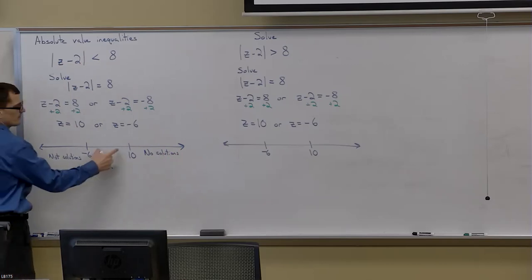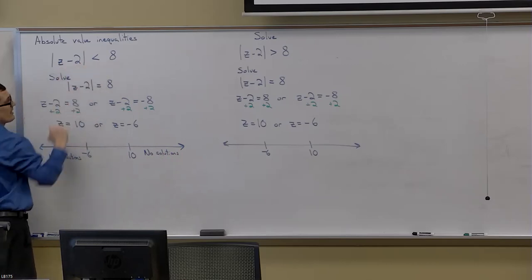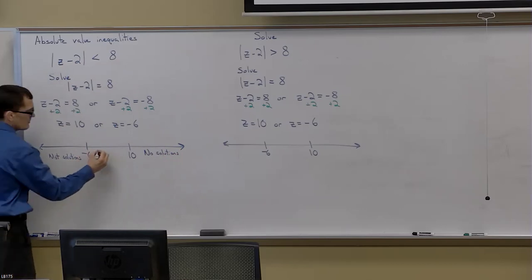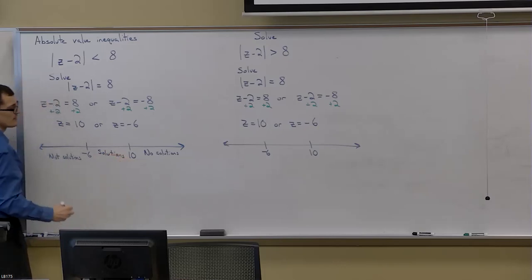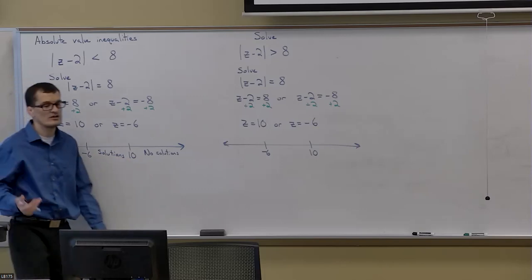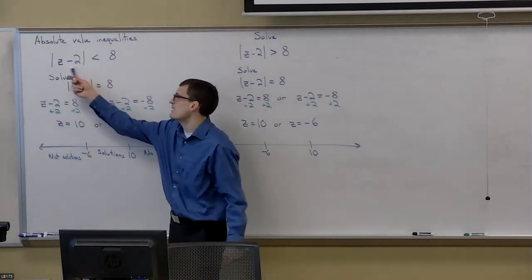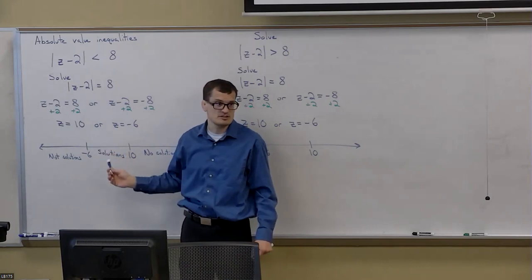If I plug in something in the middle section, let's say the number 4, 4 minus 2 is 2. That is less than 8. So all of my solutions are going to be in that middle section. And that's just through trial and error, plugging things in. Now, we will start learning that when you have absolute value less than a number, you always end up in the middle section.